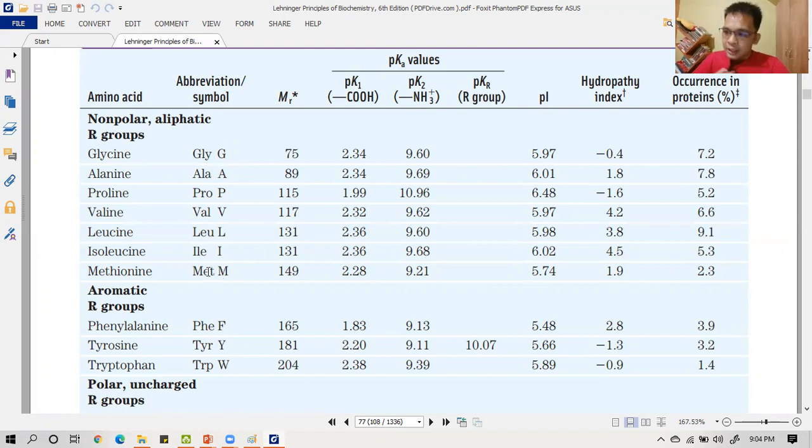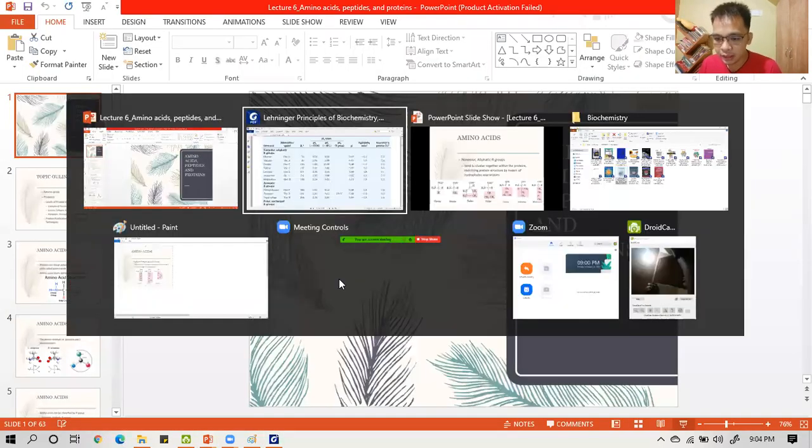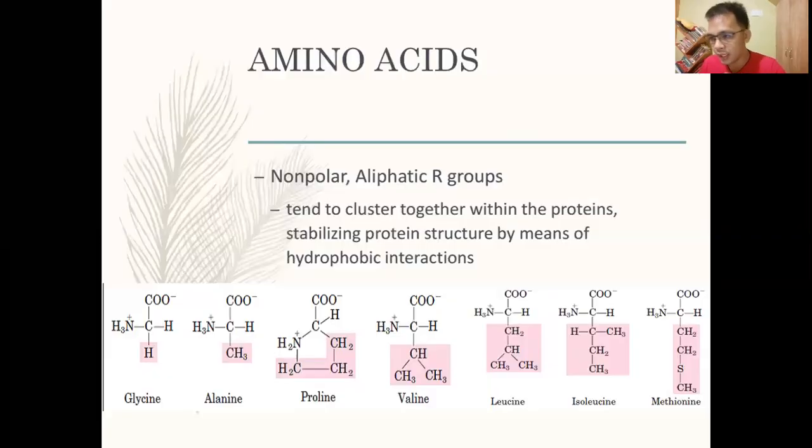Sir, why is that? Because most of the time, when reading books and articles, amino acids are represented by 3-letter or 1-letter symbols. So these are them. Just screenshot it, guys, okay? Let's go to our next discussion.